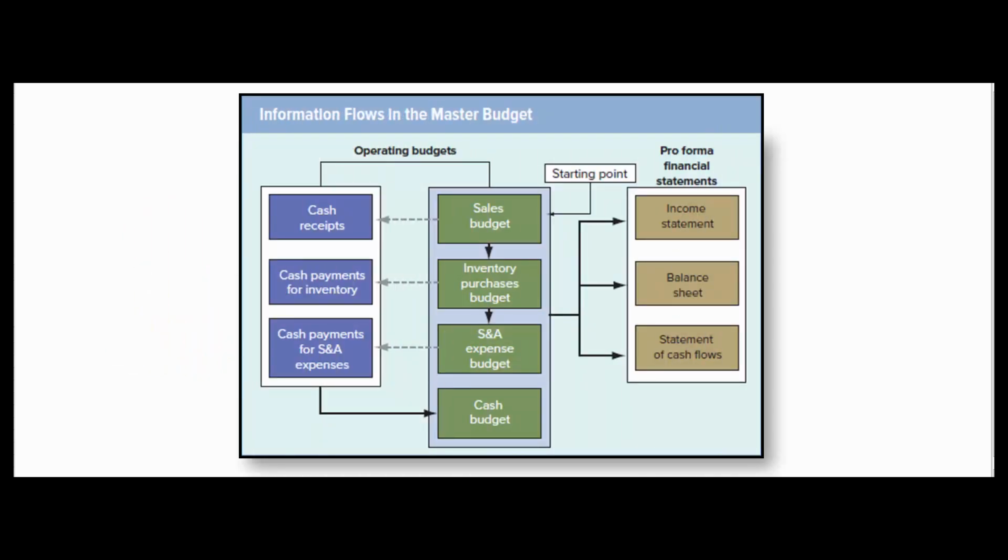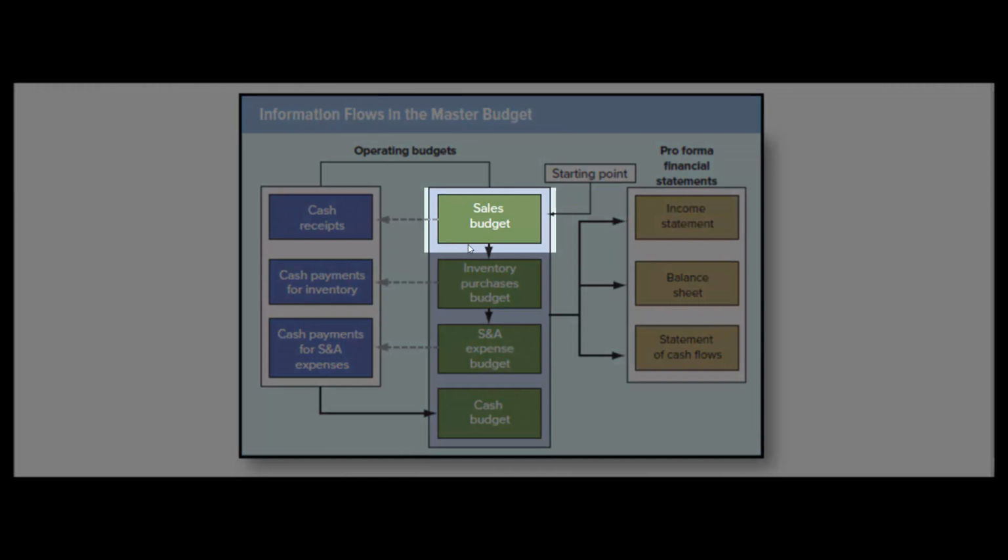The master budget is really a bunch of other budgets combined together. We'll start with the sales budget, and that'll allow us to create a cash receipts budget. Not all our customers are going to pay us right away, right over the counter. From the sales budget, we'll be able to create an inventory purchases budget. If we're producing things, if we're making things, this would be a production budget.